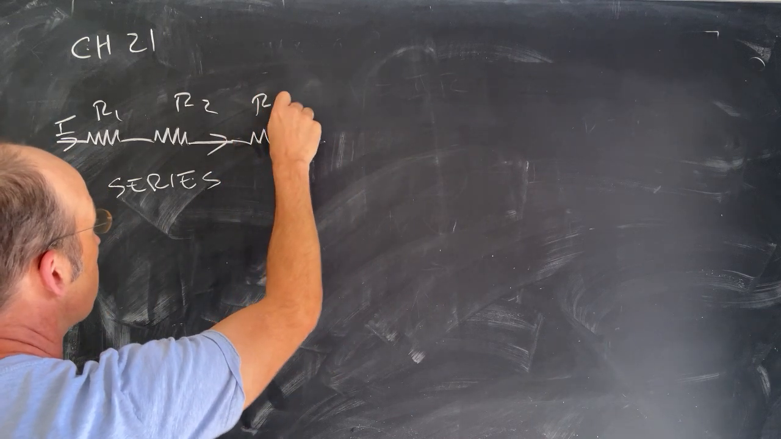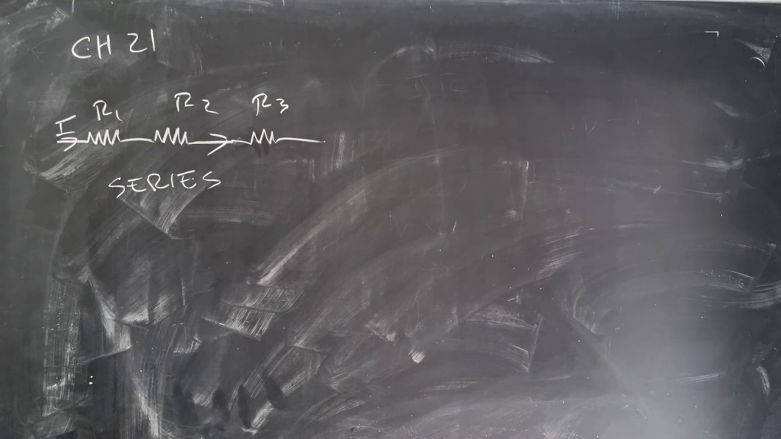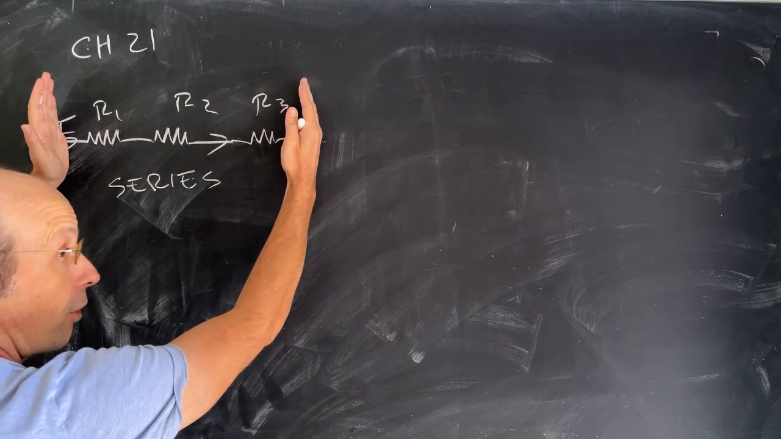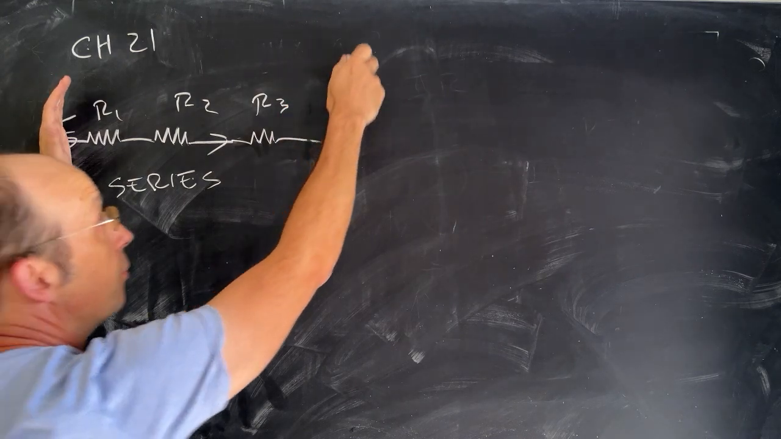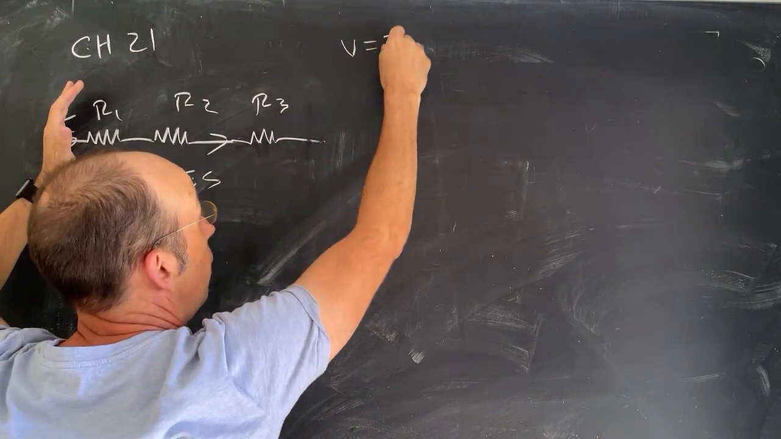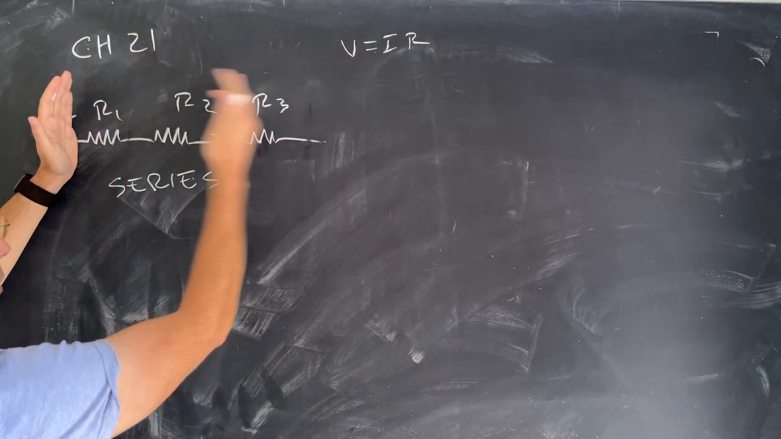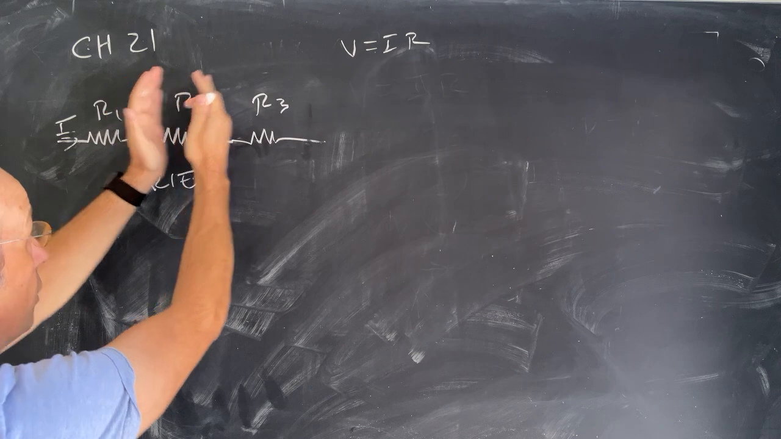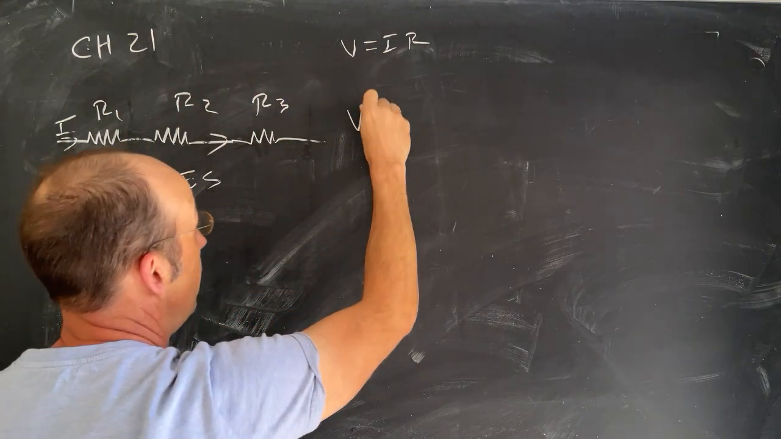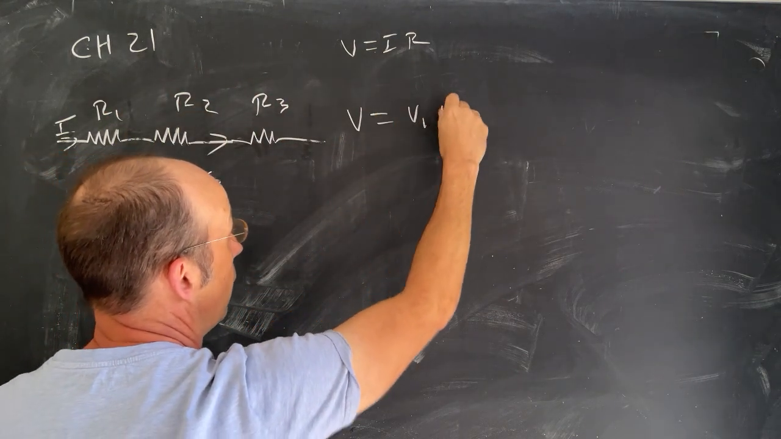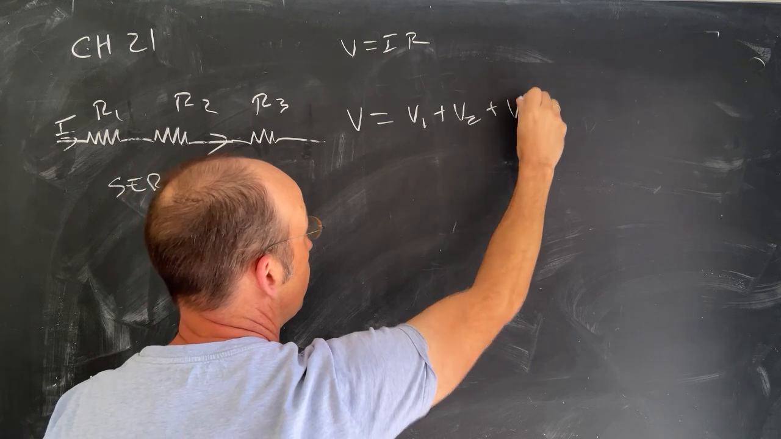They all have the same current flowing through them. So what if I wanted to measure the potential difference across the whole thing? Using Ohm's law, V equals IR in general, I can say the voltage across the whole series is going to be this voltage plus that voltage plus that voltage. So I'm going to say V equals V1 plus V2 plus V3.